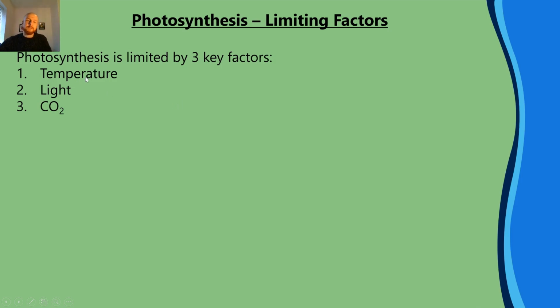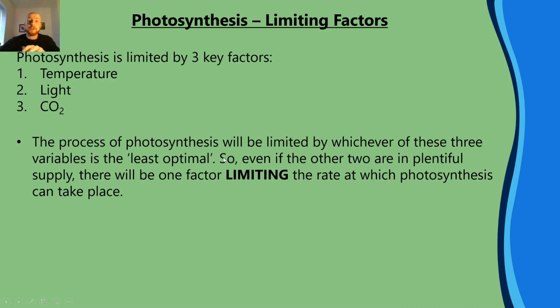And I'm sure you can already think about how temperature will limit the rate of enzymes. And we've just talked about Rubisco in the light-independent reaction. Light is obviously going to limit the rate that the light-dependent reaction can occur, because we need the light to excite those electrons from the photosystems. And then we've got carbon dioxide. Remember, that's needed for carboxylation of RUBP. So the process of photosynthesis will be limited by whichever of these 3 variables is the least optimal.